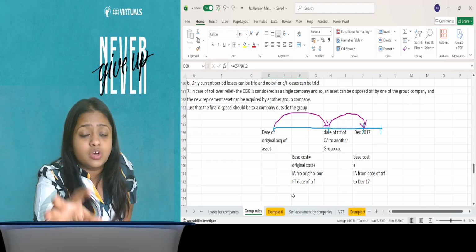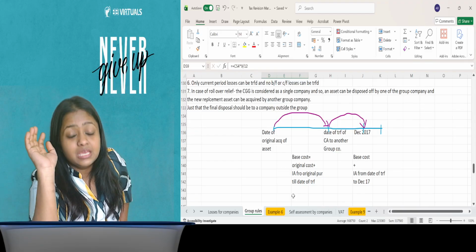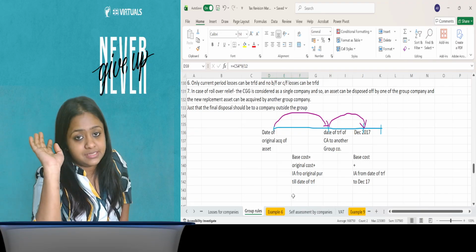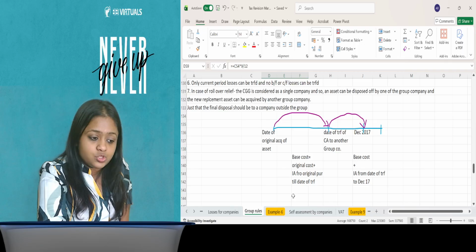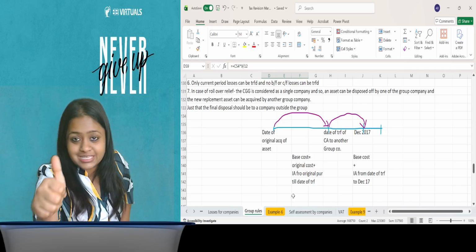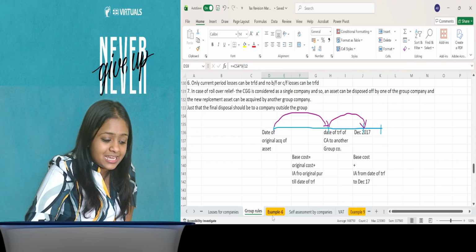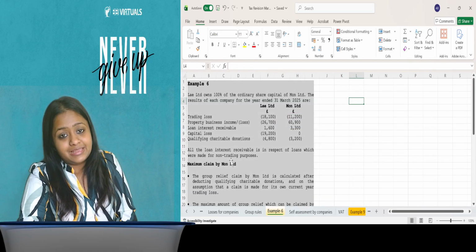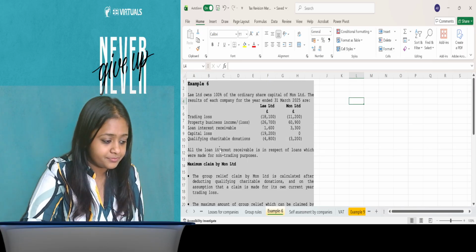On this base cost, you will apply indexation allowance, and that you will calculate till December 17. So indexation allowance working is very important here, which I'm sure now you have got hold of. Got it? Okay. Let's take a small example to understand this, and then we take up VAT.